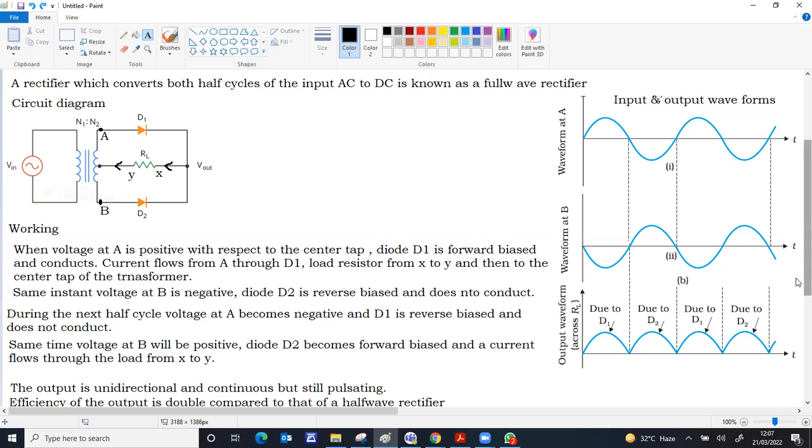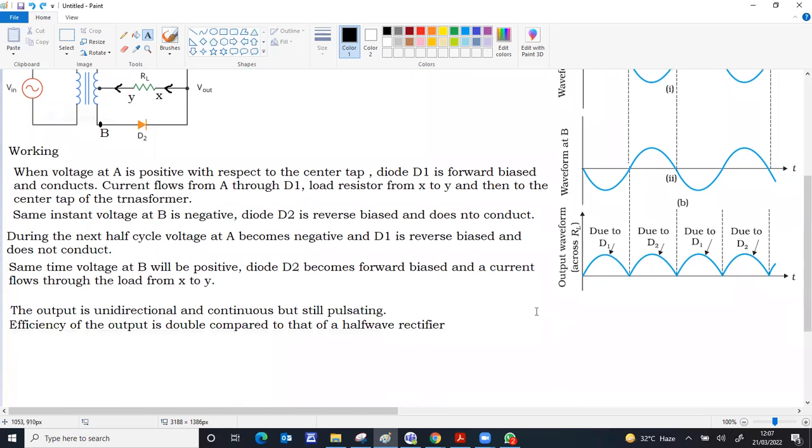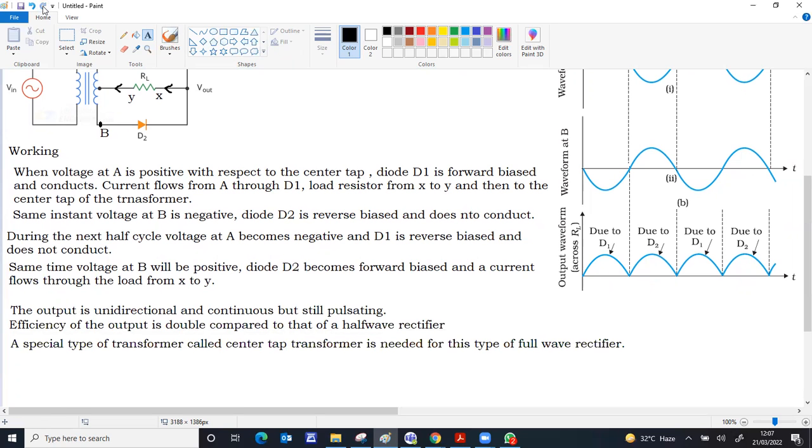The efficiency of full wave rectifier is double that of the half wave because both half cycles are used. Only issues: the output is pulsating, and we need a special type of transformer for this particular type of full wave rectifier.